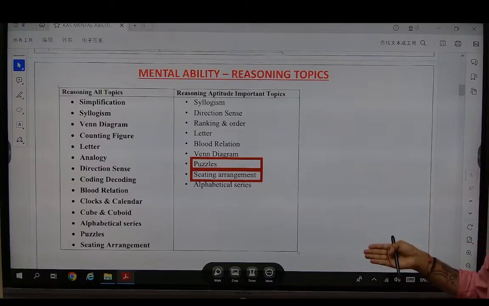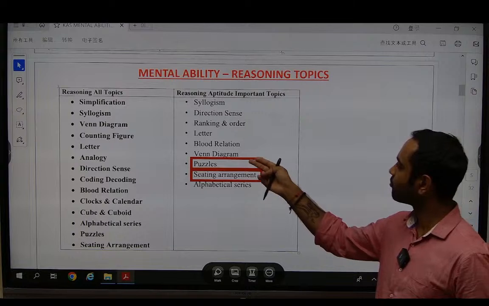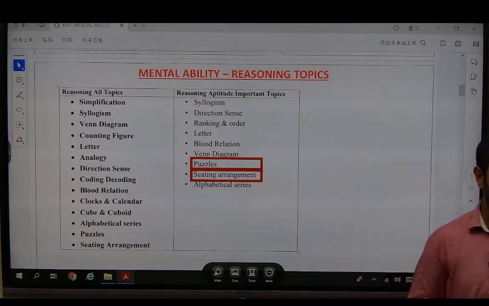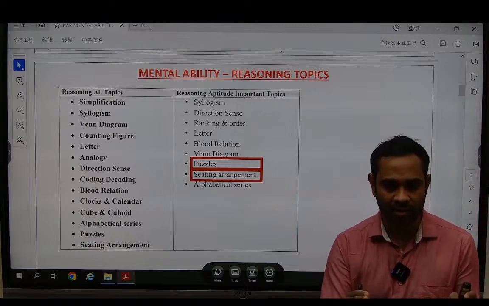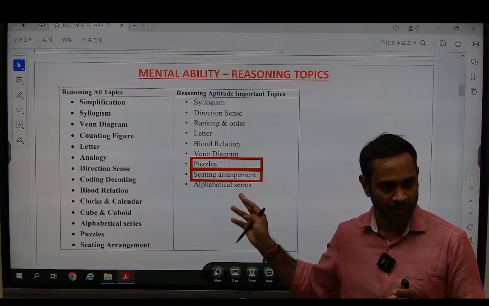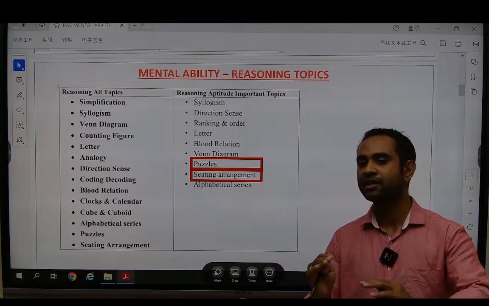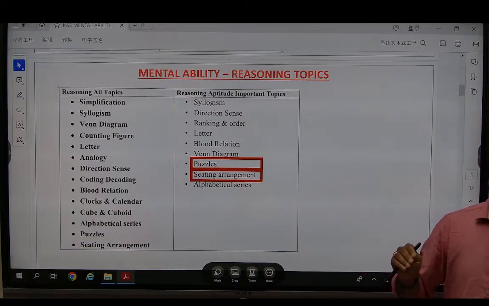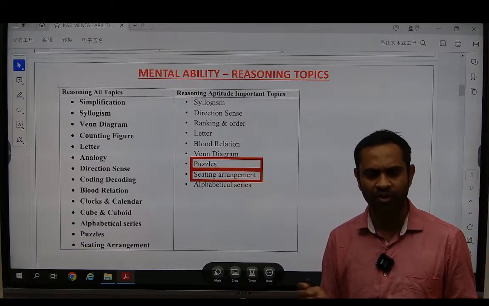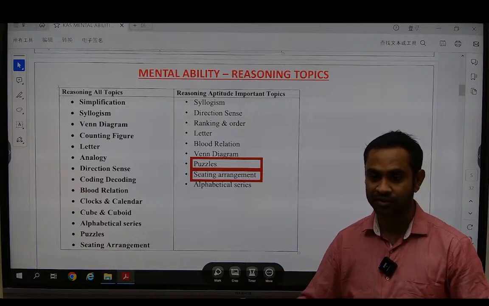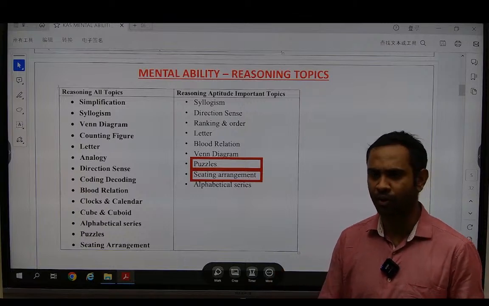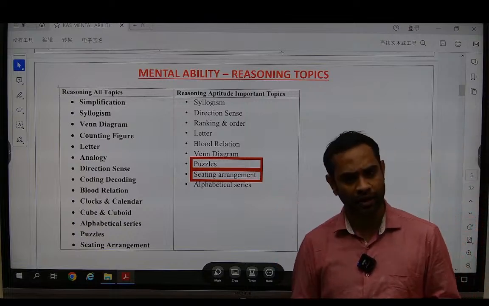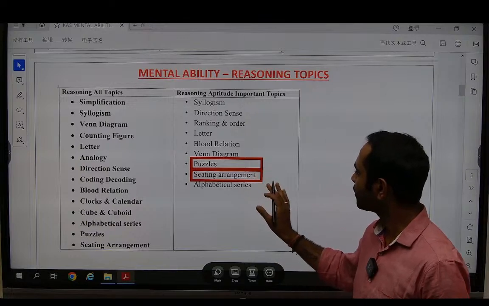If we talk about reasoning, then I have marked 2 topics as of now which are very, very important. One is puzzle and one is sitting arrangement. Last year in the exam, there were 10 questions from these topics. Last year there was no data interpretation. So 10 questions were there from these topics, and every year questions will be asked from them. It's not that because last year it was important, this year we will put more effort into it. No, every year the questions are there, but last year they were more in number. So we will have to focus more on these two topics.